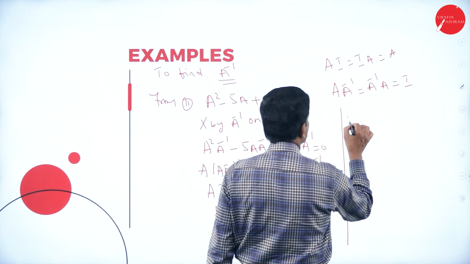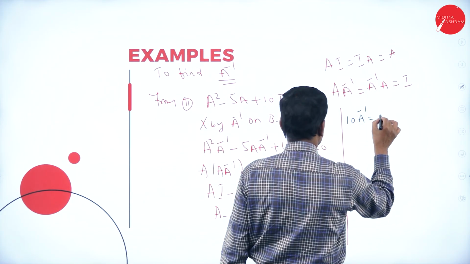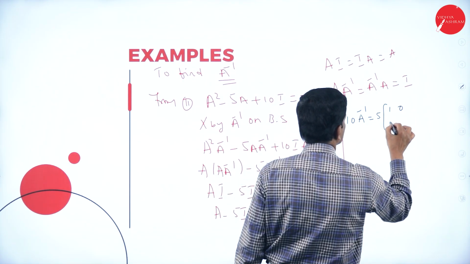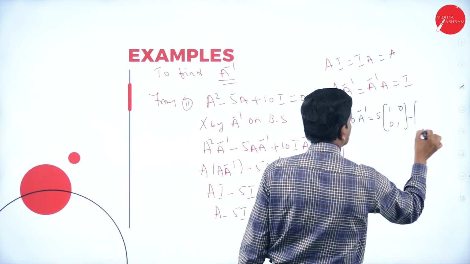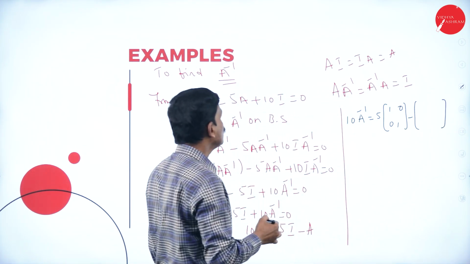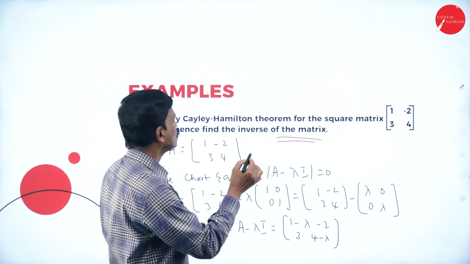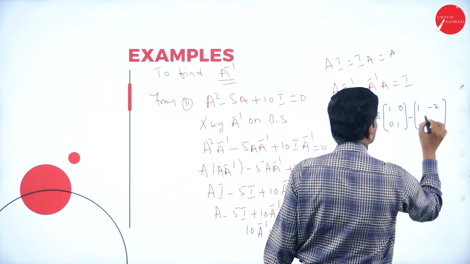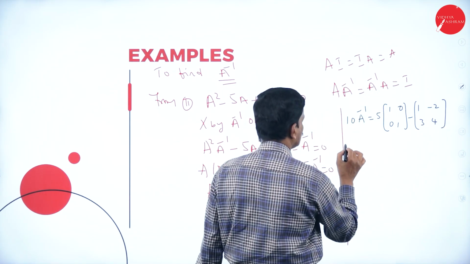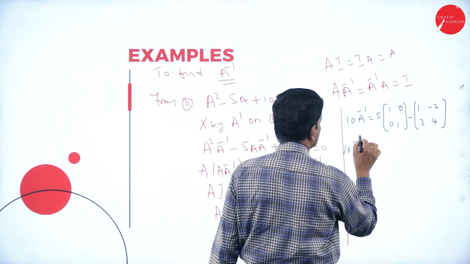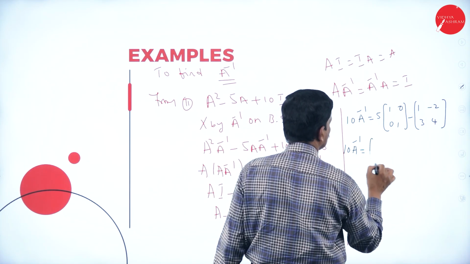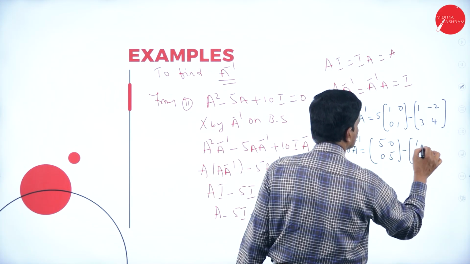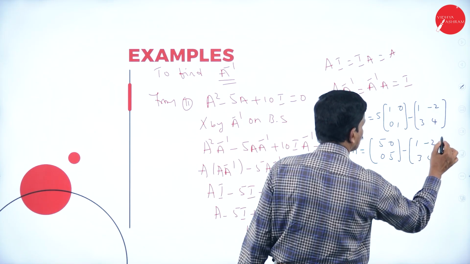Now therefore 10 times A inverse is equal to 5 into identity matrix, means 1 0 0 1, minus, substitute the value of A. What is the matrix A? A is equal to 1 minus 2 3 4. Simplify this. So 10 times A inverse is equal to 5 0 0 5 minus 1 minus 2 3 4.